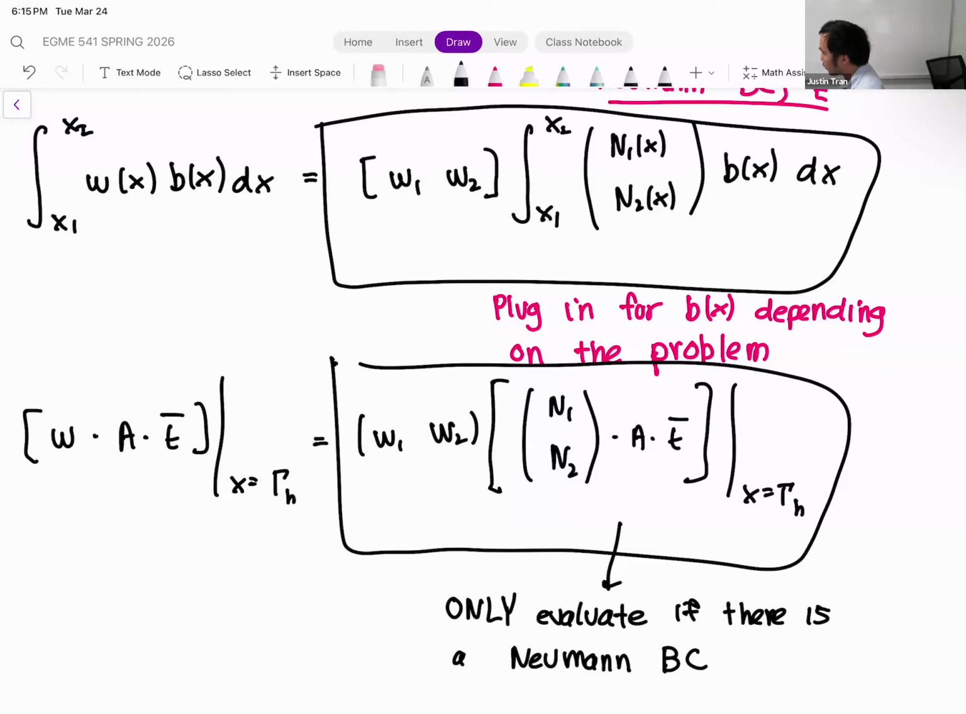Honestly, most of the time you're going to be looking at elements where there's no Neumann boundary condition present. You're either looking at an internal element where there's no Neumann boundary condition, or you're looking at an element where there's a Dirichlet boundary condition present. In that case, you don't evaluate it either. Now, if you do have a Neumann boundary condition, you need to make note of which side the Neumann boundary condition is being applied to.